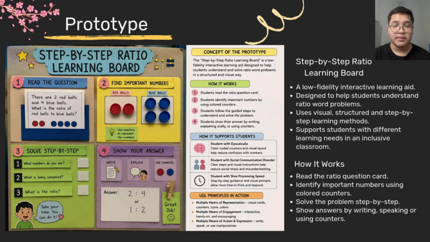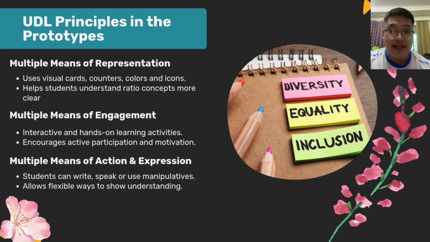Overall, the prototype applies UDL principles by using visual materials, interactive learning activities, and flexible ways for students to express their understanding. This slide explains the UDL principles used in our prototype. First, multiple means of representation is applied by using visual cards, counters, colors, and icons to help students understand ratio concepts more clearly. Next, multiple means of engagement is used through interactive and hands-on learning activities. This helps increase student participation and motivation during lesson.